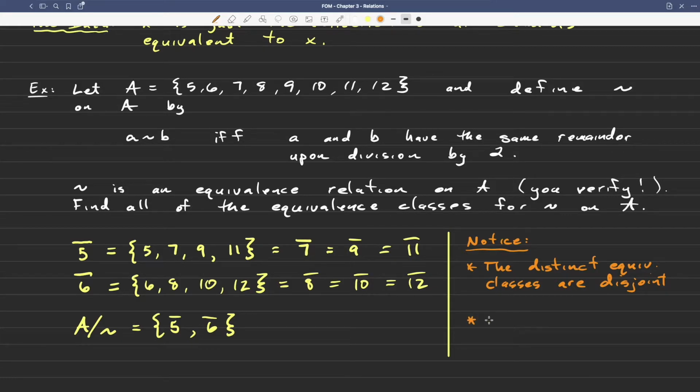And also notice that the union of the equivalence classes is all of A. We'll address these 2 observations formally in a theorem before too long, but I just want you to notice that it's true about this particular example. If you take the union of the elements in 5 bar and 6 bar, you get back all of A. And 5 bar and 6 bar are completely disjoint from one another. One of them consists of odd numbers and the other one consists of even numbers, so they're disjoint.